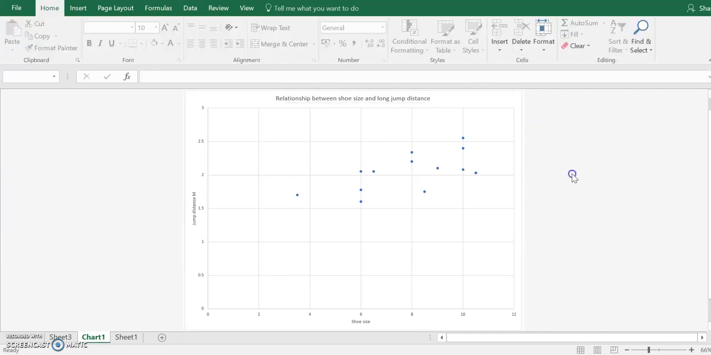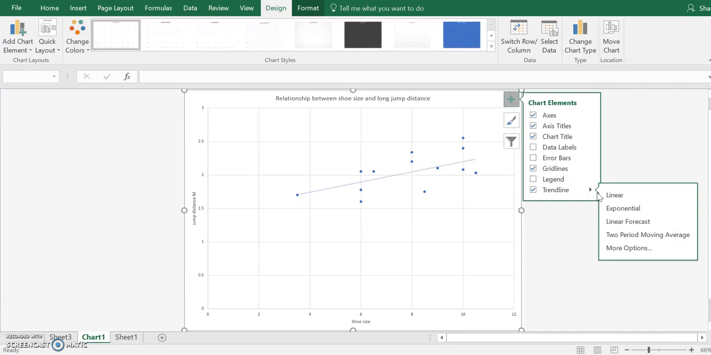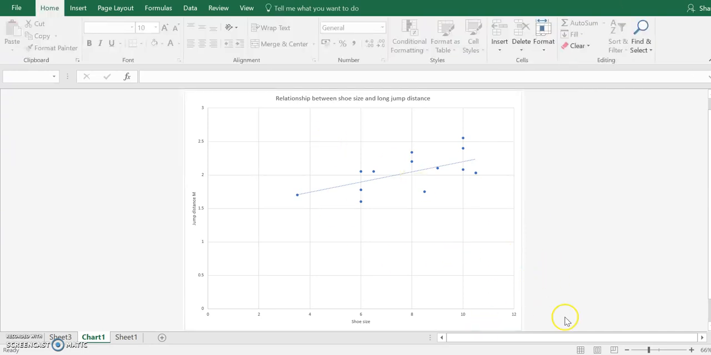Cool. So with this, we can now also put in a line of best fit. So we can see roughly where the anomalies come in and everything like that.